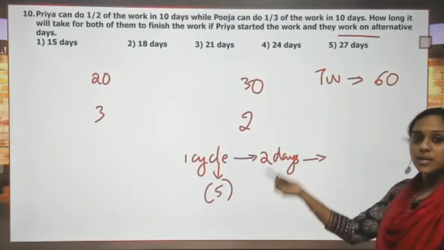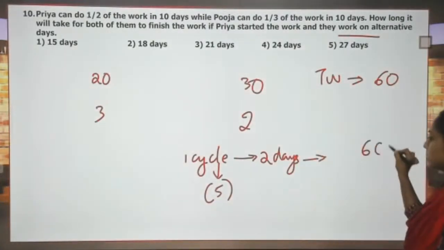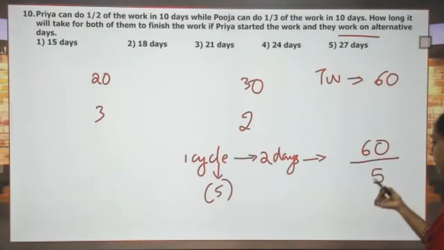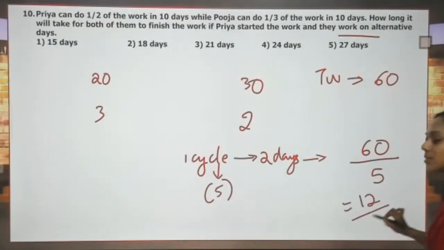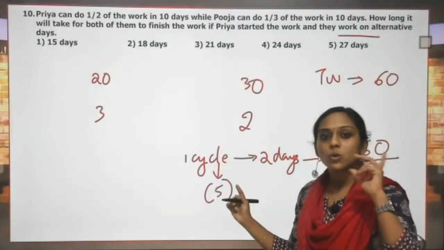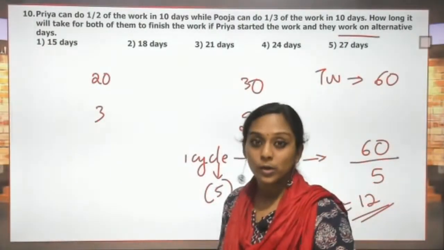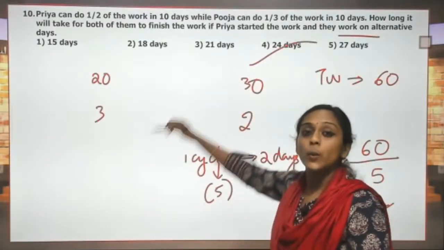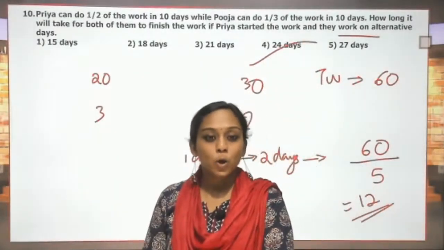So how many cycles are needed? Total work 60 divided by 5. So that is 12 cycles are needed. Each cycle is 2 days, so 12 cycles means 24 days. So our answer is option 4, 24 days. I hope it is clear for you.